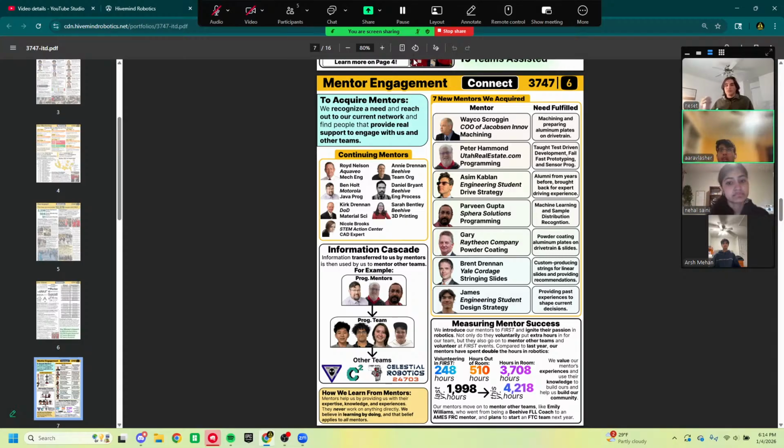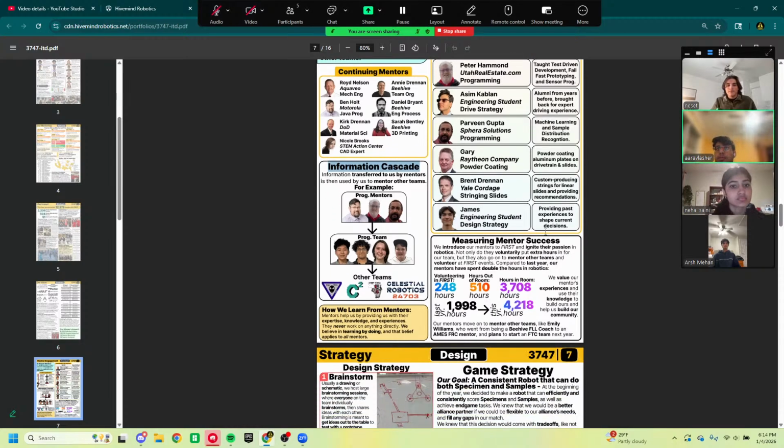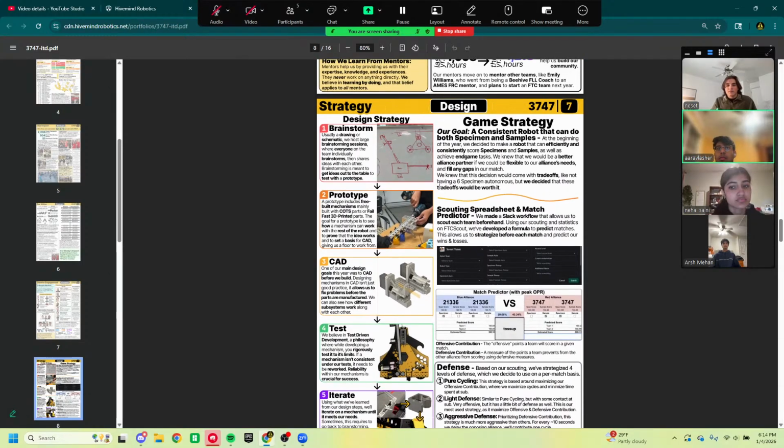I think a lot of teams just throw their Connects on there. I think it's, as you said, important to see what they did for the team. And I really like this information cascade chart, showing how your programming mentors teach your programming team members and then teach other teams that you mentor, and then your design.